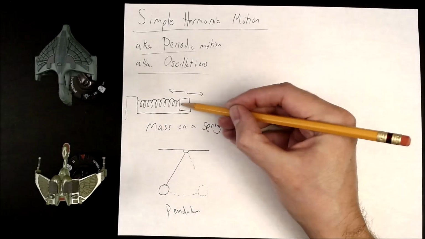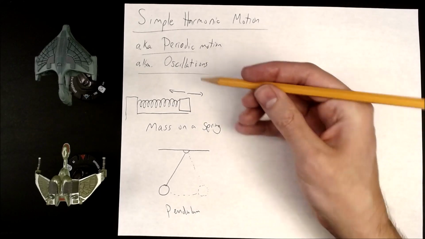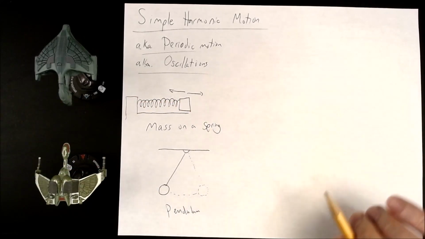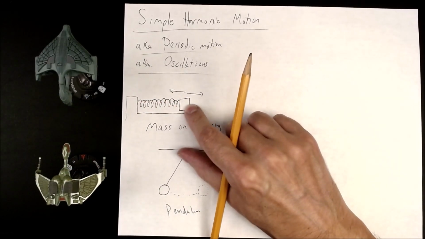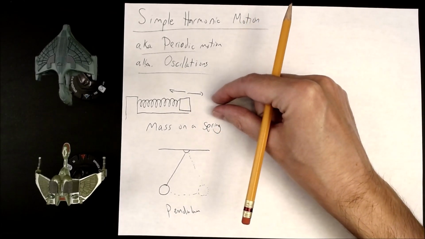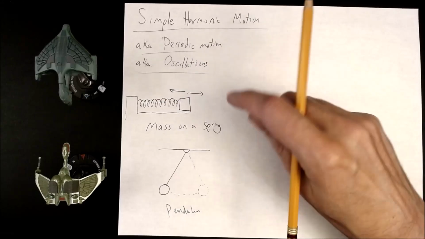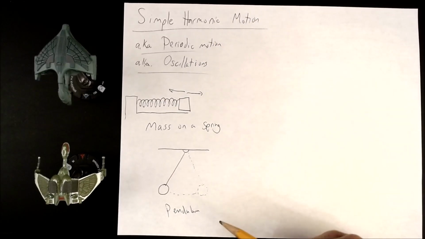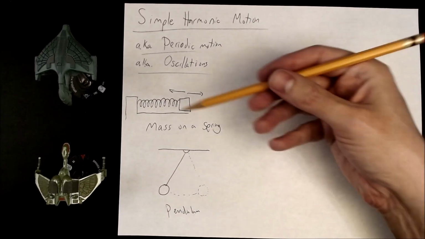But if the mass is pushed this way, then the spring wants to push back that way, and it tends to push the mass back that way. If it gets stretched all the way out that way, the spring wants to pull it back in, and so it starts coming back in. So refresh yourself about that.